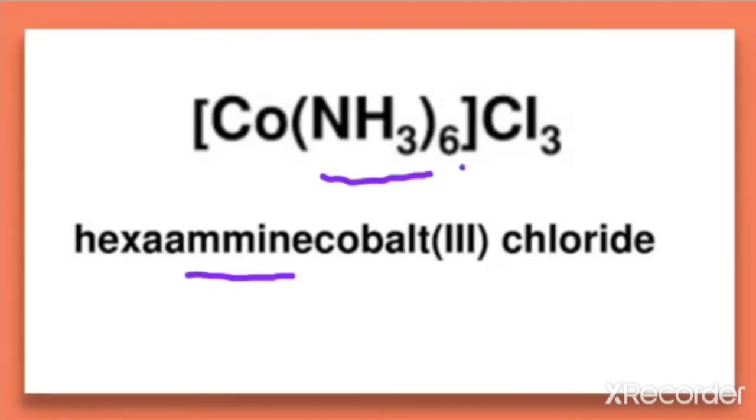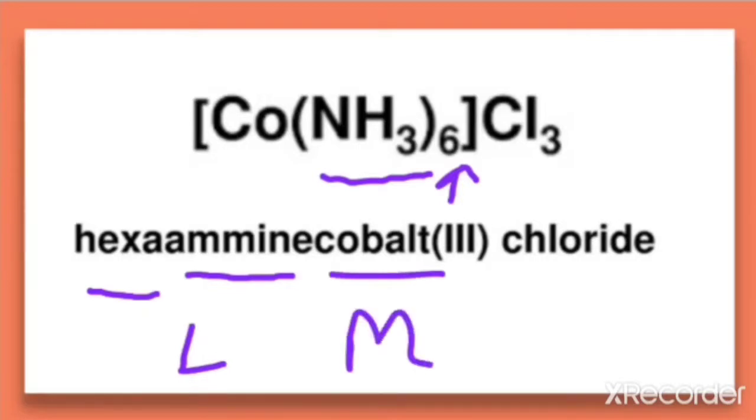But we have to write the number of that ligand. 6 amine is present, so we have to use the prefix hexa. So hexaamine. Then after the ligand only we have to name the metal. That is cobalt here. So we have to name the cobalt.